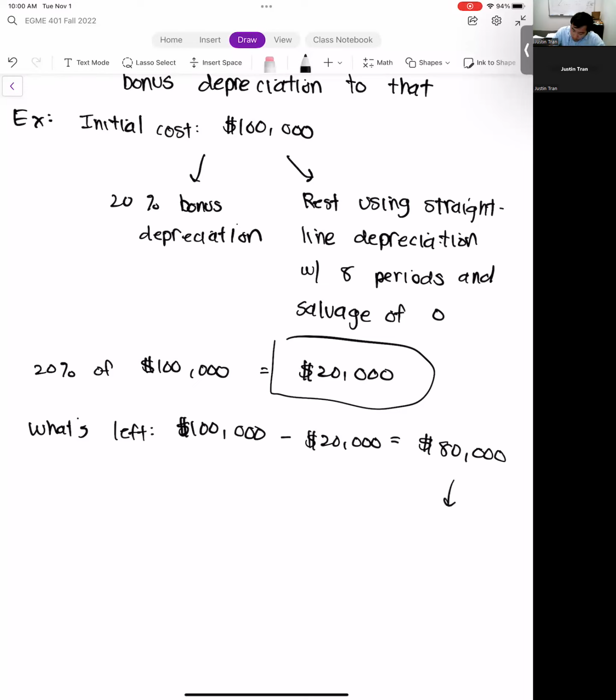When we compute our straight line value, it's going to be based on this 80,000, not on the 100,000, because we've already depreciated 20,000, and what's left after that is the 80,000. So we're going to do 80,000 divided by 8, because we have a salvage value of 0, so the S value is 0 here. What we get from that is $10,000, and that's going to be our straight line value.